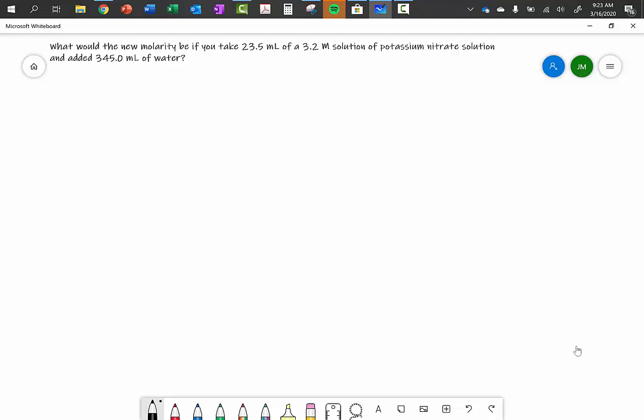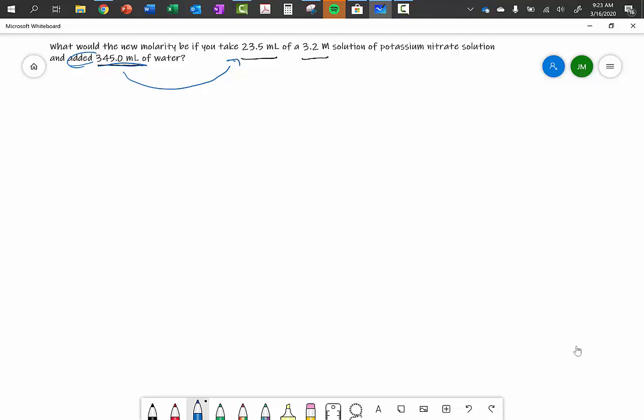All right, for number 2, it says, what would the new molarity be if you take 23.5 milliliters of a 3.2 molar solution of potassium nitrate and added 345 milliliters of water? So in this case, we gotta understand what we're doing. We have one solution, a specific amount: 23.5 milliliters of a 3.2 molar solution. And I want to make a new solution by adding 345 milliliters of water. So again, we are adding 345 milliliters to the 23.5 milliliters that I already have.